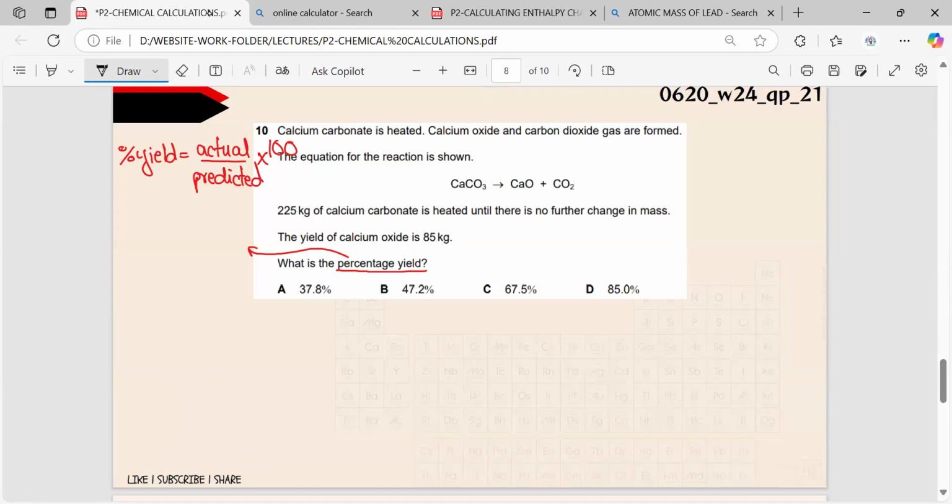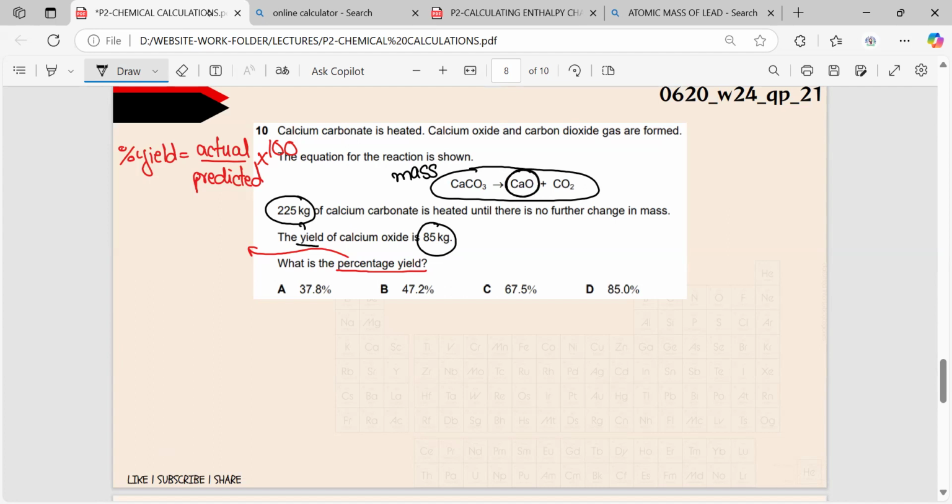Now the question is, this is the equation given to you. Calcium carbonate is decomposing into calcium oxide and carbon dioxide. 225 kilograms of calcium carbonate, the mass of calcium carbonate is given, is heated until there is no further change in mass. The yield of calcium oxide is 85 grams. Okay, so the yield of this product is given.